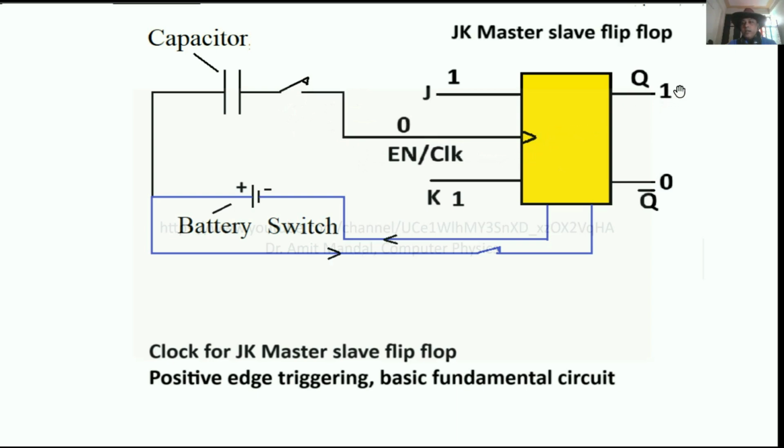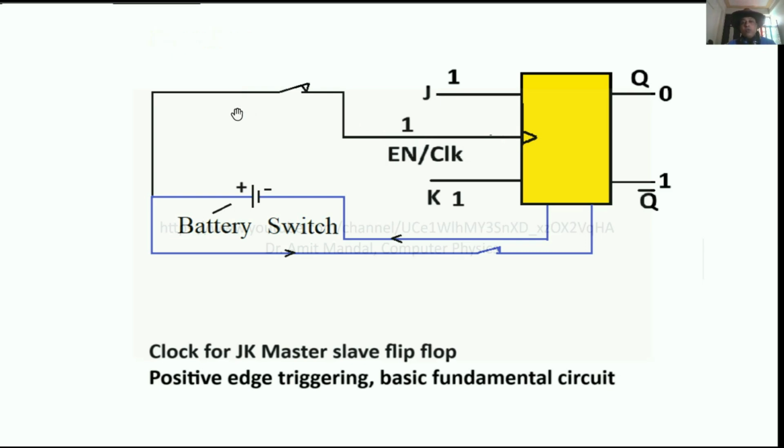It will become 1. Earlier Q and Q naught were 1 0, and now 0 1 and then stop. This operation occurs for a very small duration of time, can be milliseconds or microseconds, as I already told. So this is how a clock signal is generated.